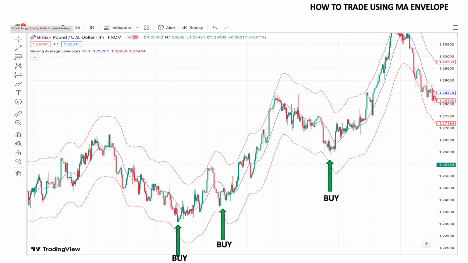So on the fourth one, how can you trade using moving envelopes? So how do you trade using moving envelopes? Now we've known the first idea of a moving average envelope, which is to confirm trend directions. And you also know that when the price touches the upper part of the envelope, it signals an overbought, which gives an idea for a sell. And when it touches the lower band, it signals an oversold, giving you a signal for a buy.